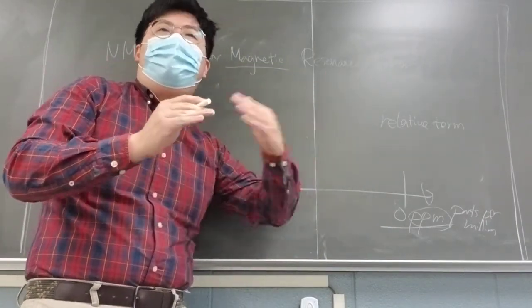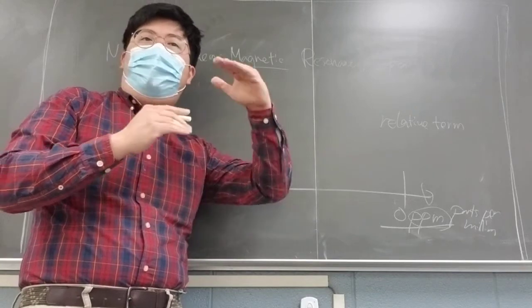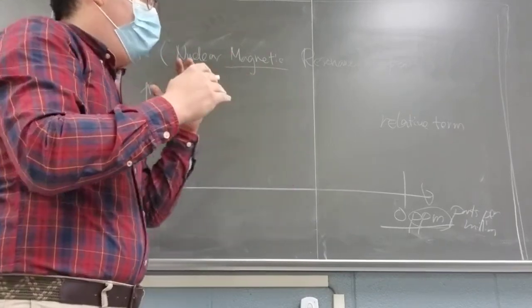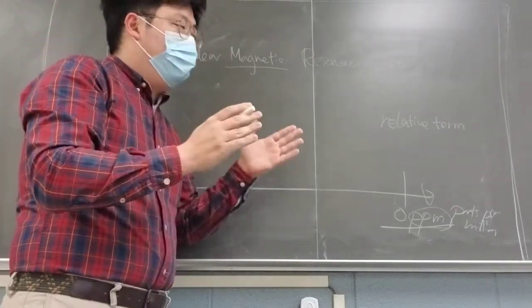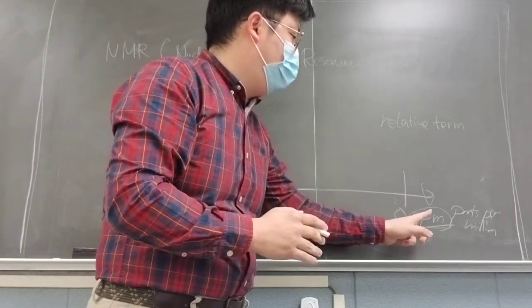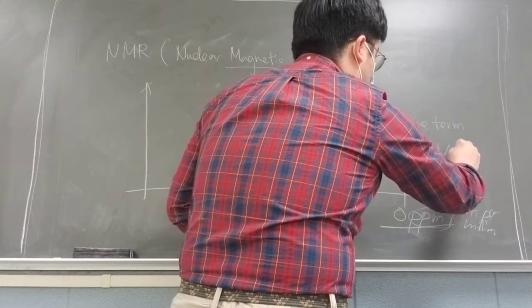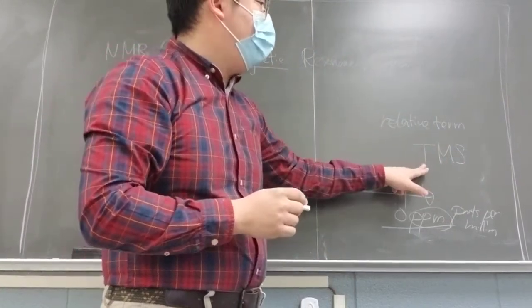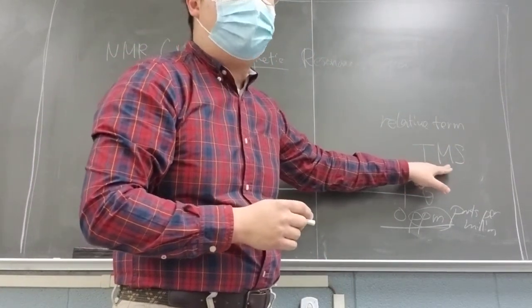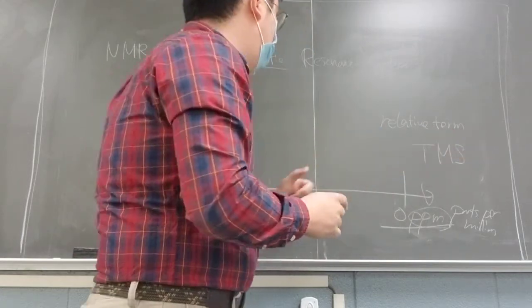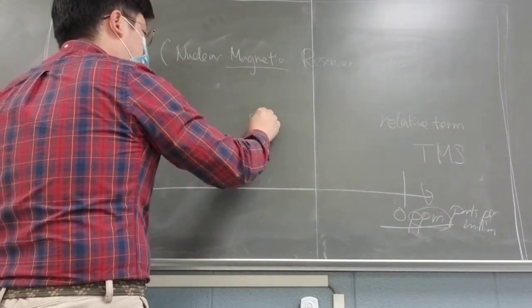It's not like a 1, 2, 3, 4. We're not going to measure the absolute value there. We're going to measure the relative value compared to the one compound that we use, TMS. This is tetramethylsilane. It just looks like this. Okay.